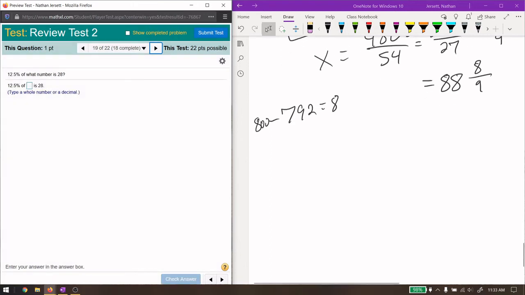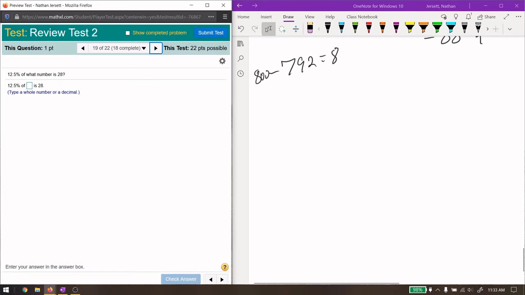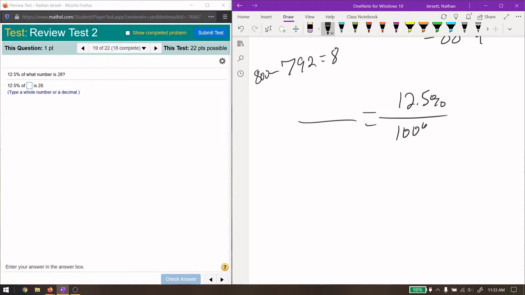12.5% of what number is 28? Okay, so this is another proportion. 12.5%, that's going to be our percentage. So we know we're going to have 12.5% over 100%. And it says of what number? Of is the base, so that's going to be our x, because the base is where the x is. And then 28 is going to be our part.